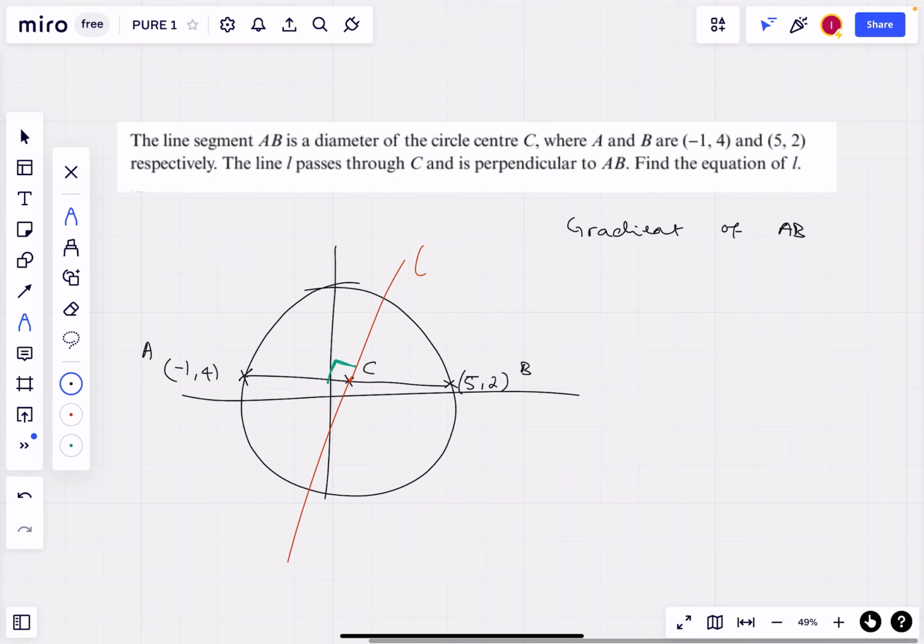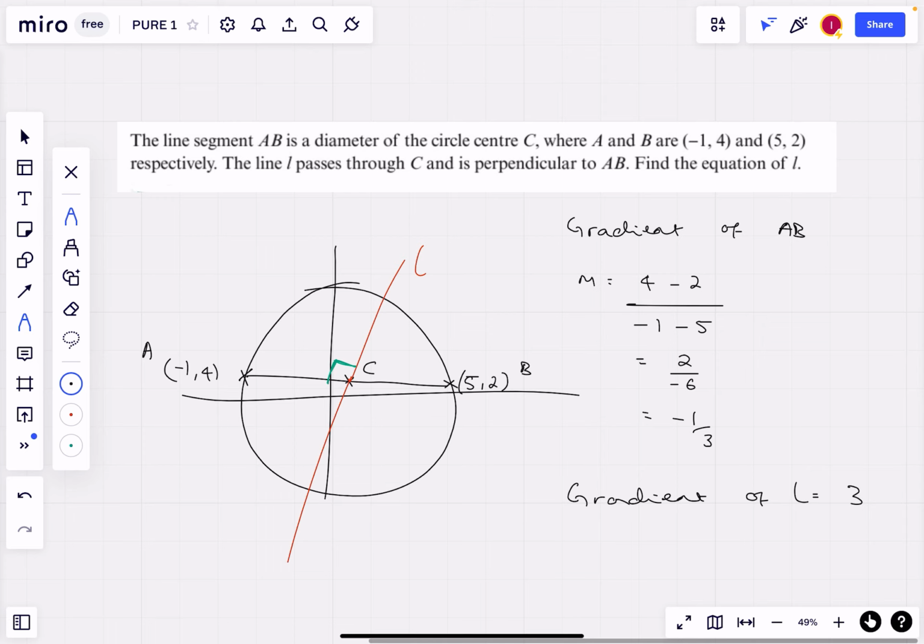So to work out the gradient, you're going to do y2 minus y1 over x2 minus x1. So 4 minus 2 over minus 1 minus 5, which is 2 over minus 6. So the gradient is minus a third. That's the gradient of AB. So what would be the gradient of L? 3, because you do the minus reciprocal of it.